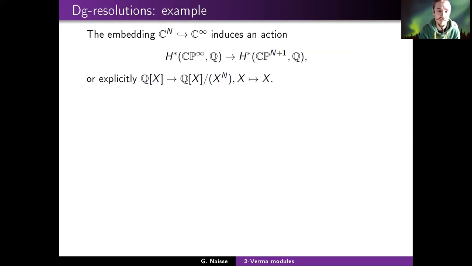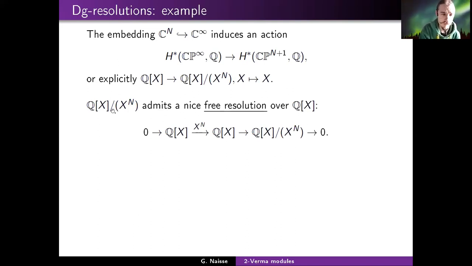And the strategy is to observe that there is an embedding of this C^n in C infinity. And this embedding will actually induce a map from the infinite projective space to the finite projective space. And explicitly, it just means that you are projecting Q[x] onto Q[x] modulo x^n, simply sending x to x.